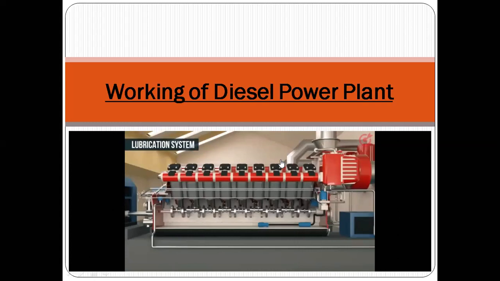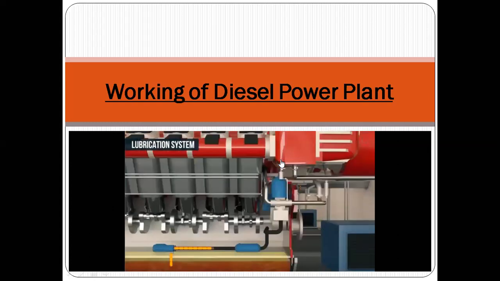Lubrication system. The lubrication system consists of a lubricating oil tank, pump, filter, and oil cooler. Lubricating oil is drawn from the oil tank by the pump and is passed through filters to remove impurities. Oil coolers are also there to keep the temperature of the oil as low as possible.